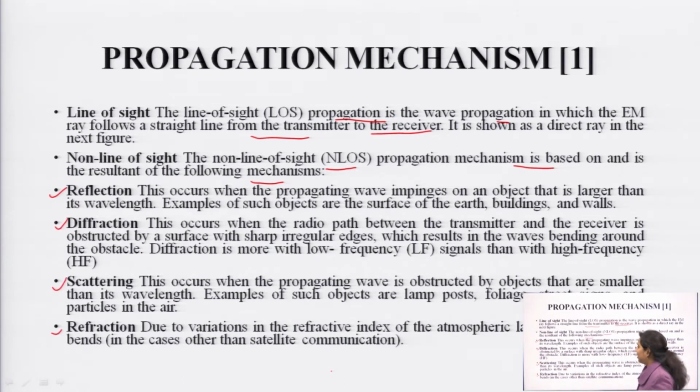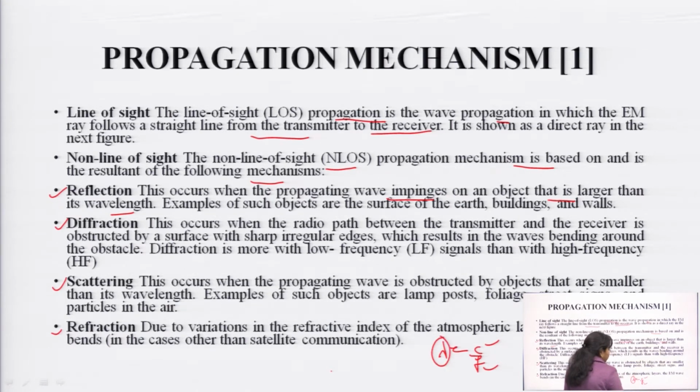Reflection occurs when the propagating wave impinges on an object that is larger than its wavelength. Let us say I have transmitted a signal having a frequency of 200 hertz. You can calculate the wavelength by using the formula lambda equals c by f, where c is the speed of light, 3 into 10 to the power 8 meters per second, and f is the frequency, which I have taken as 200 hertz.